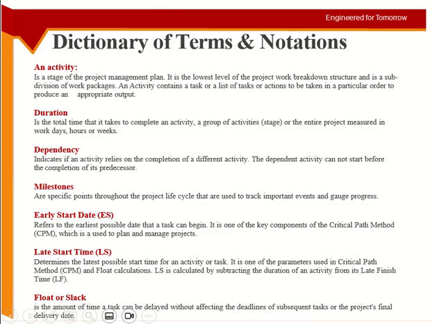An activity can be a subtask in the work package, which you don't know yet. An activity contains a task or a list of tasks or actions that will give you a particular output. So, duration: what is the duration? It is the time taken by one activity, or it can be the time taken by a complete group of activities.